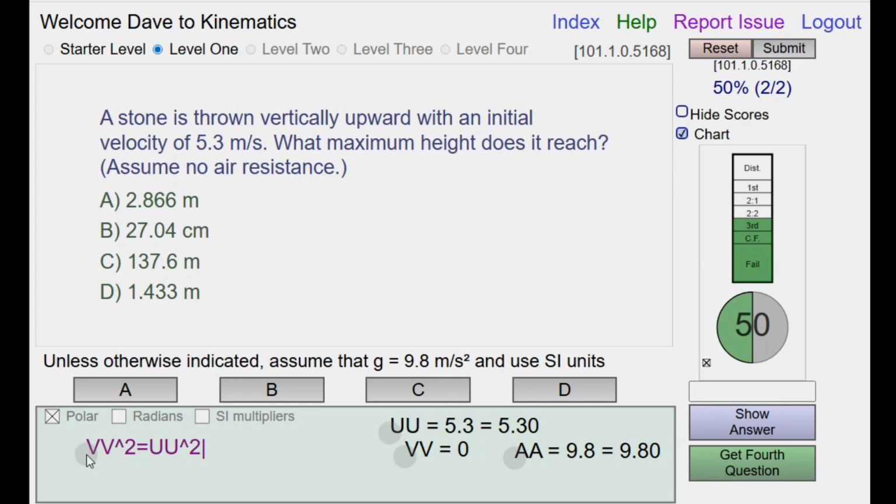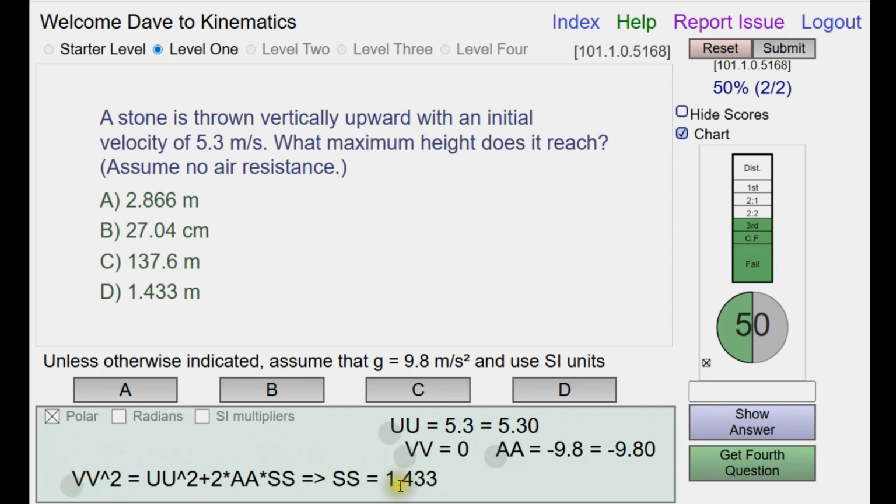Now normally it's plus 2as, but here I've defined the acceleration as being 9.8. I should really have defined it as being minus 9.8 because it's an acceleration downwards when the initial velocity, 5.3, was a velocity upwards. So let's redefine aa to be negative, and then I can use uu squared plus 2 times aa times ss, and it will work out. I can just drag this down here. The answer is 1.433 meters, which is option D.